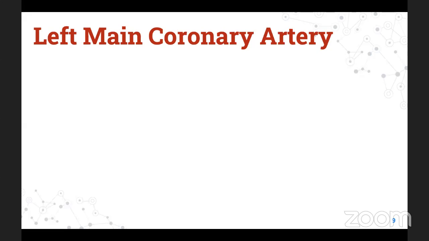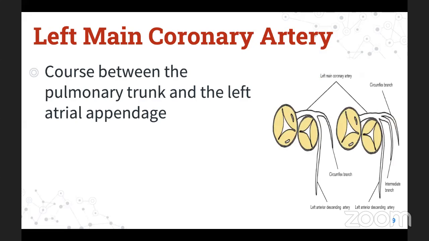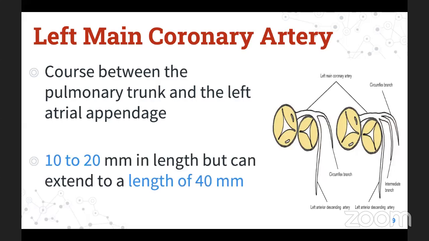We'll talk about the left main coronary artery and its branches, then we'll move to talk about the right coronary artery. The left main coronary artery courses between the pulmonary trunk and the left atrial appendage, as we can see in this picture. This is the main stem of the left coronary artery. It's up to 20 millimeters in length, but can extend to 40 millimeters. And before it ends, it gives the main two branches, which are the circumflex and left anterior descending arteries.